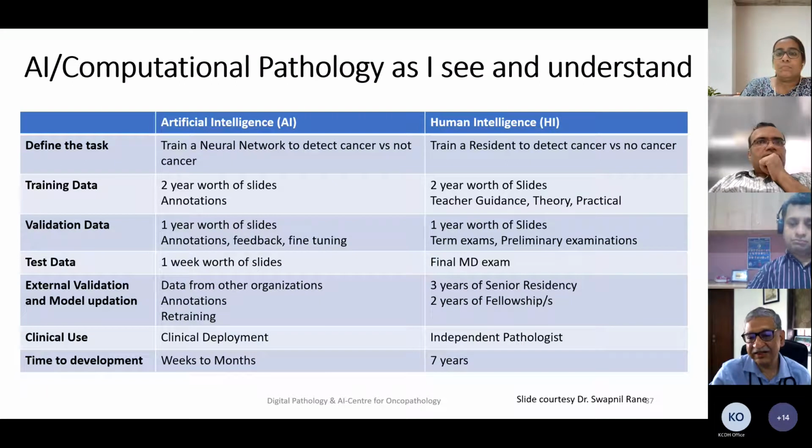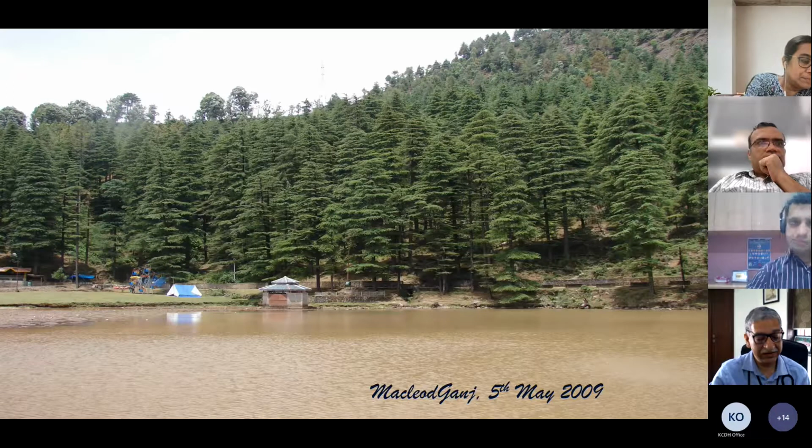This is a slide that has been shared by Dr. Swapnil Rane. I'll not go into the details, but this essentially suggests that digital health and artificial intelligence algorithms are likely to complement humans rather than supplant them.